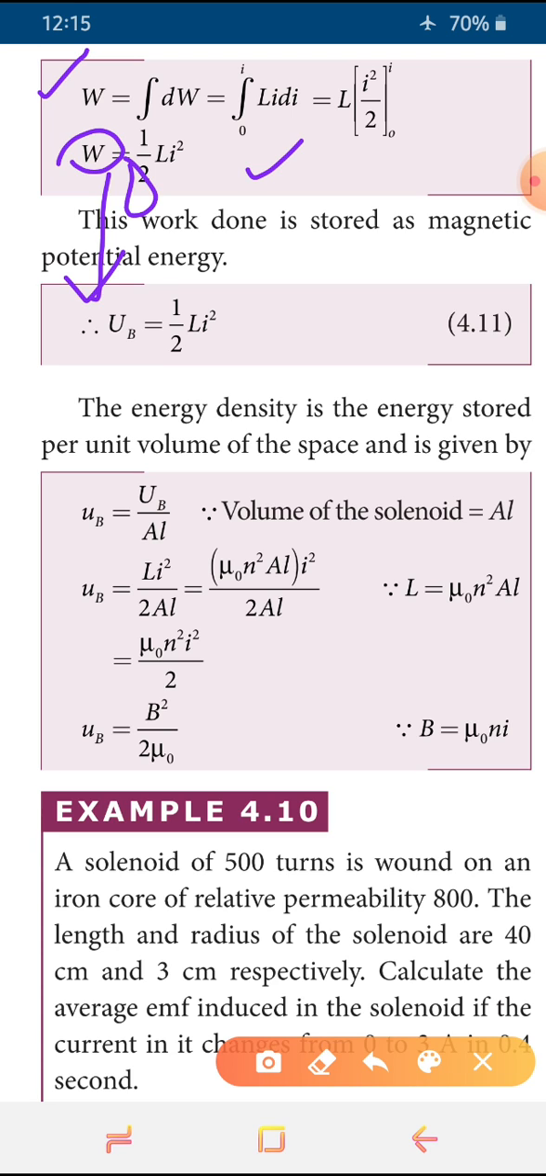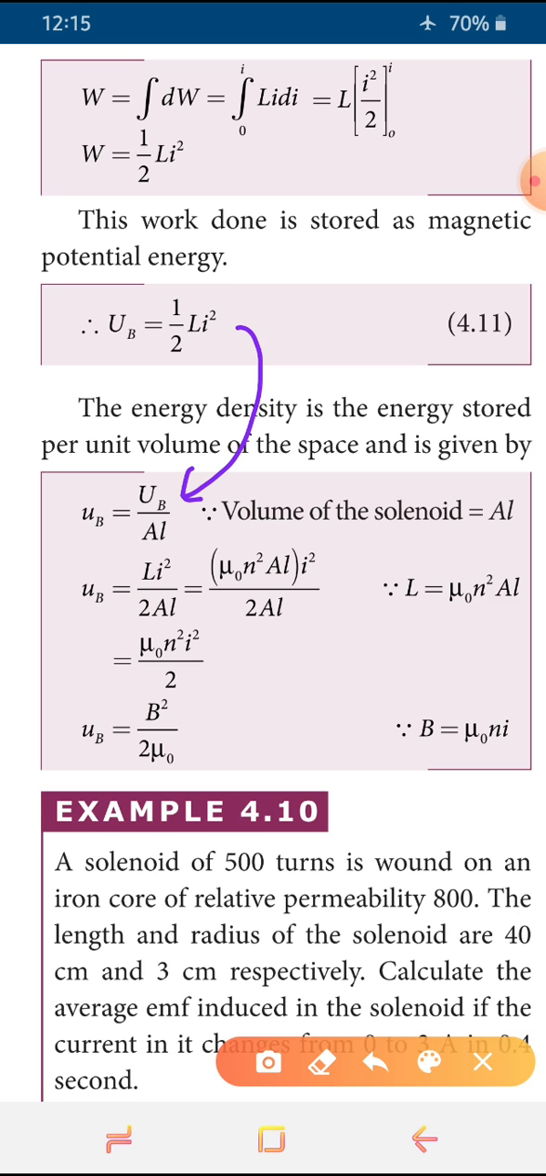To find the energy density, which means the energy stored per unit volume of the given space, we write small ub as capital UB divided by AL. Capital UB is the energy stored, and the volume is taken as AL, area into length. Now we substitute the known terms. We know UB is half Li square, so this is substituted in UB.